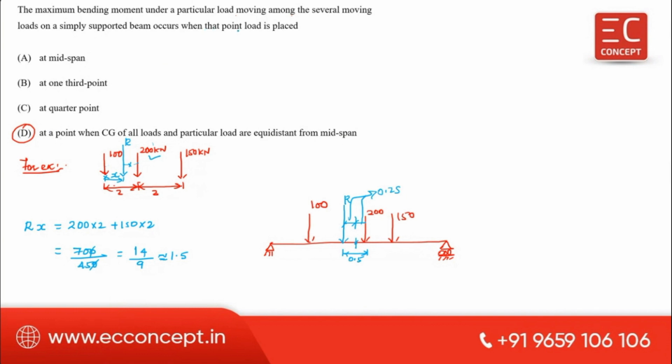Maximum bending moment occurs when the point load is placed. Here the point load means under the 200 kilonewton load, the maximum bending moment occurs when the point load is placed at a point where the CG of all loads, which is this one, and the particular load, this is our particular load, are equidistant from the midpoint. These two are kept equidistant from the midpoint.